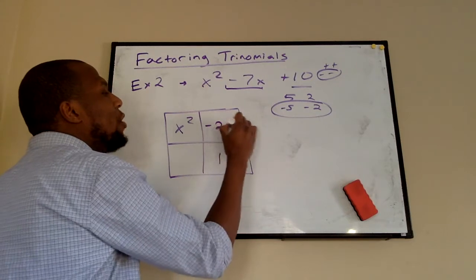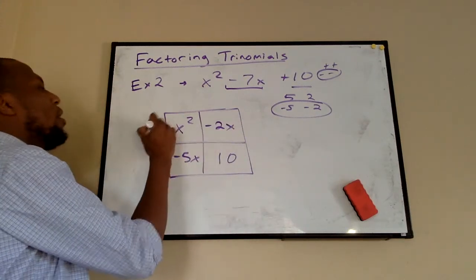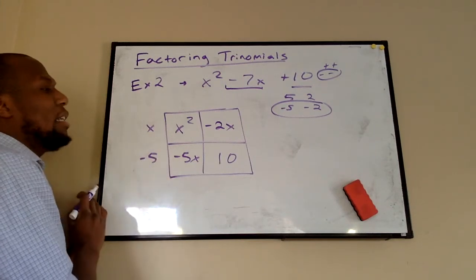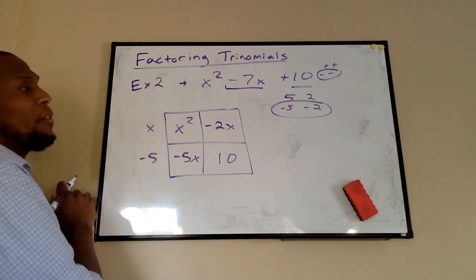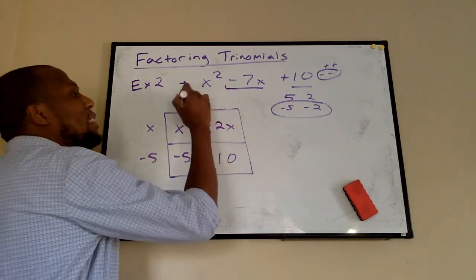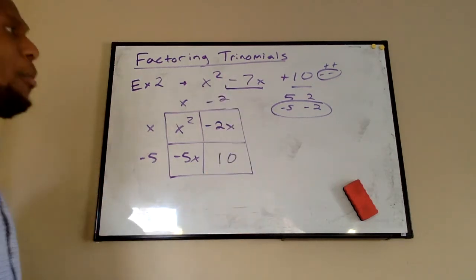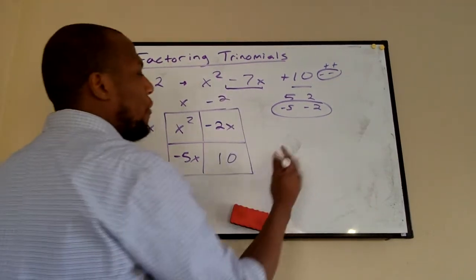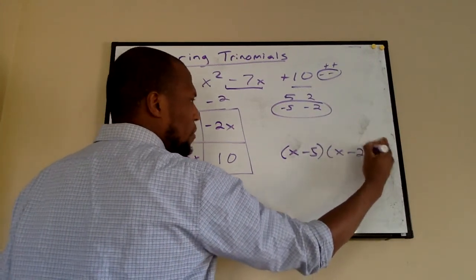So I got -2x, -5x. Pull out our common factors, and it might be a little bit tricky, but we can pull a negative out of that positive 10. Same thing up here. We can pull a negative out of that positive 10 as well, pulling out -2. And our final answer would be x minus 5, x minus 2.